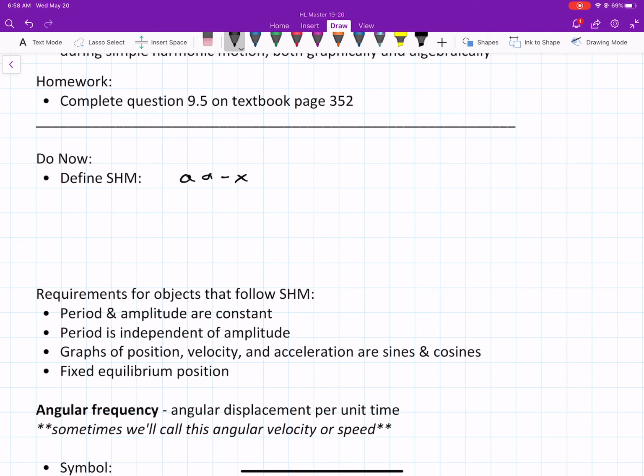So anytime you're asked to define simple harmonic motion, you should say that the acceleration is proportional to and in the opposite direction of the displacement. And again, we do want to make sure that we're talking about the displacement from equilibrium.